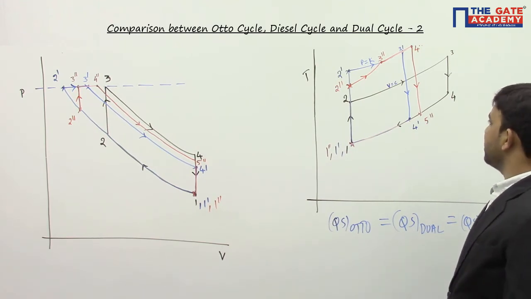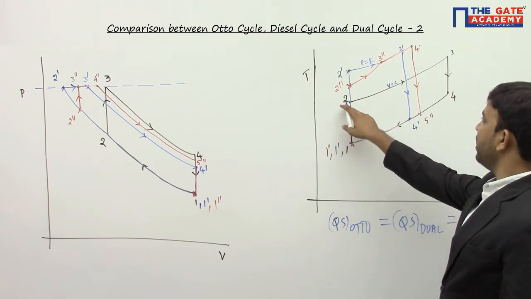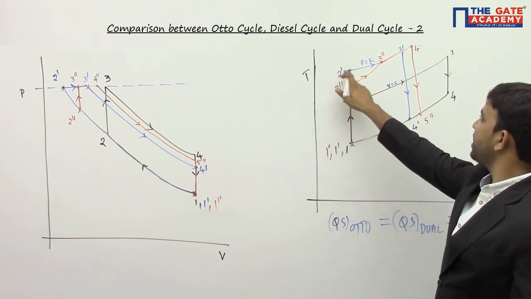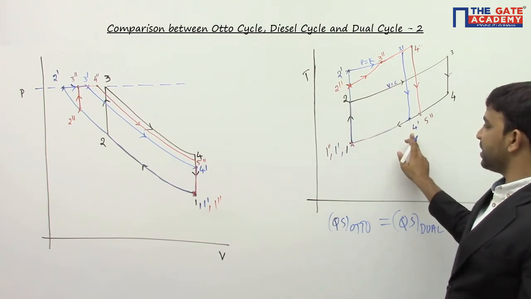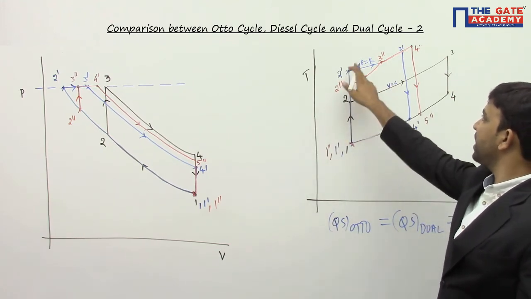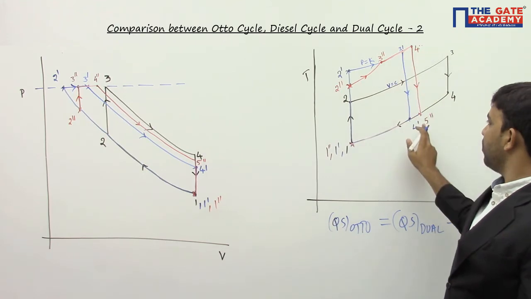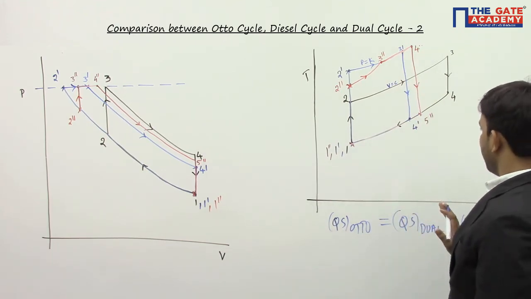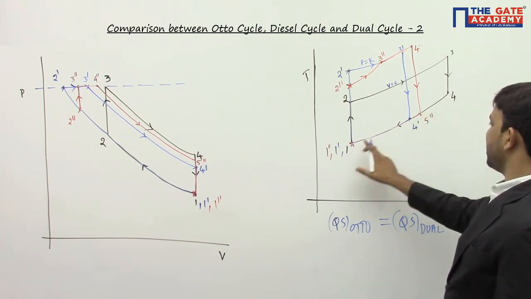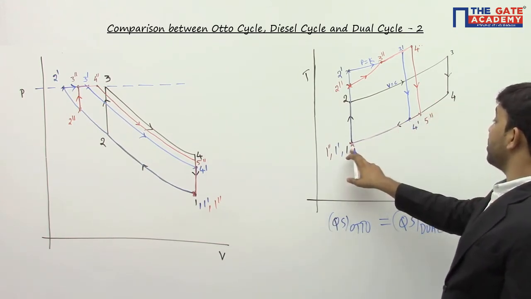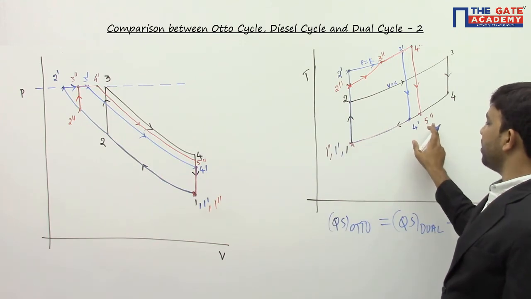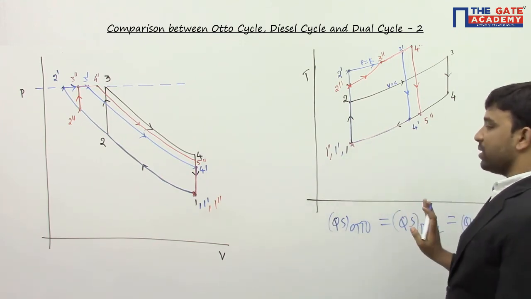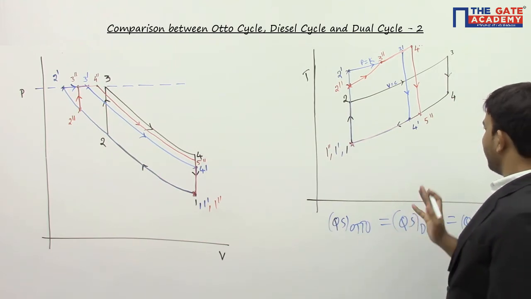But if you look at the heat rejected, 1, 2, 3, 4 is the Otto cycle. 1 dash, 2 dash, 3 dash, 4 dash is the diesel cycle. 1 double dash, 2 double dash, 3 double dash, 4 double dash, 5 double dash and back to 1 double dash is the dual cycle. You can see here the area under 4, 1, that is the heat rejection process, is more in comparison with the area under 5 double dash, 1 double dash, which is more in comparison with the area under 4 dash, 1 dash. I can say like this.